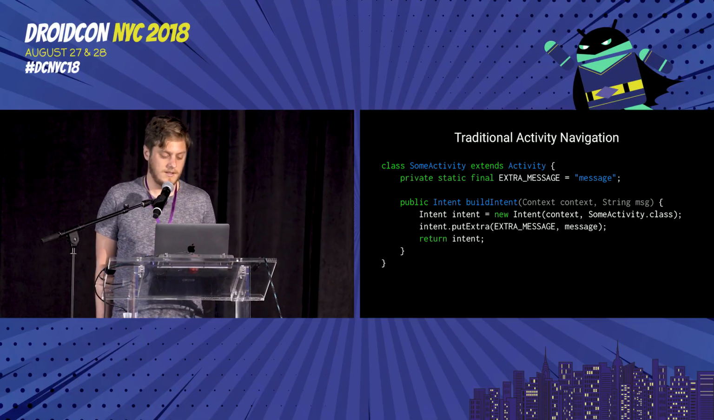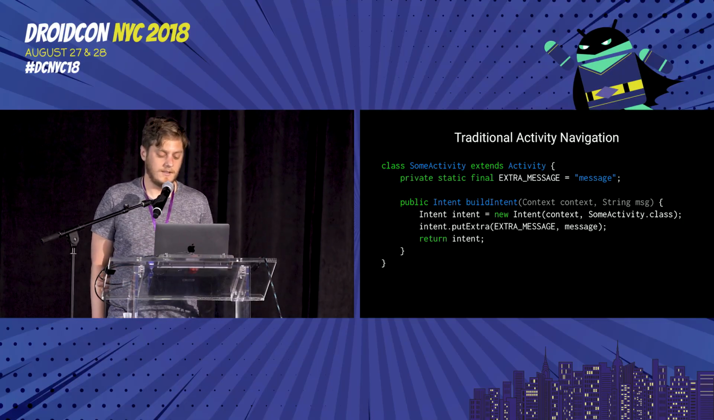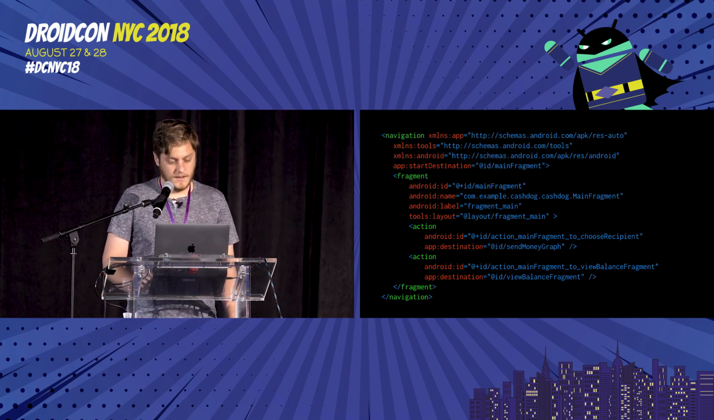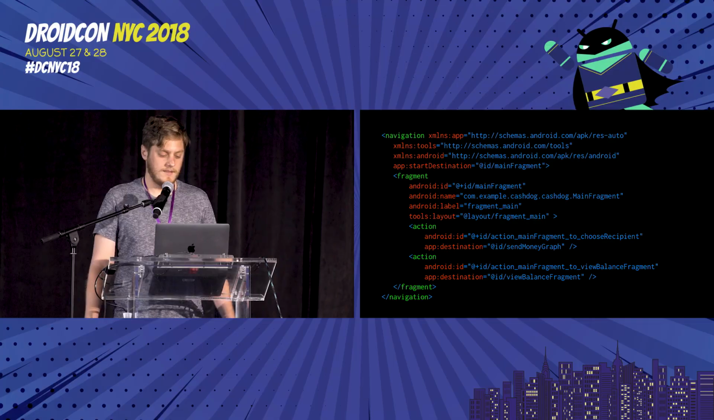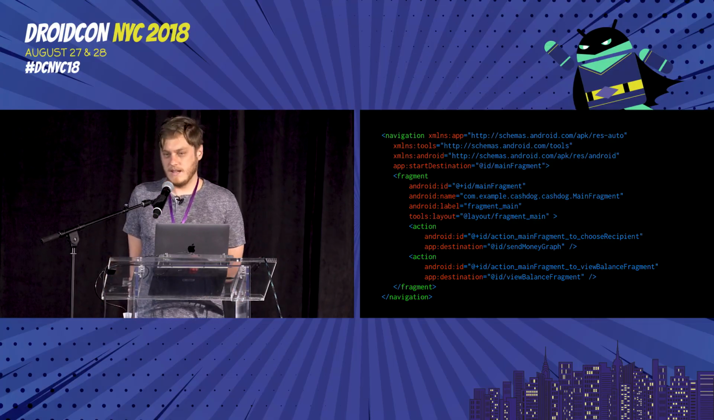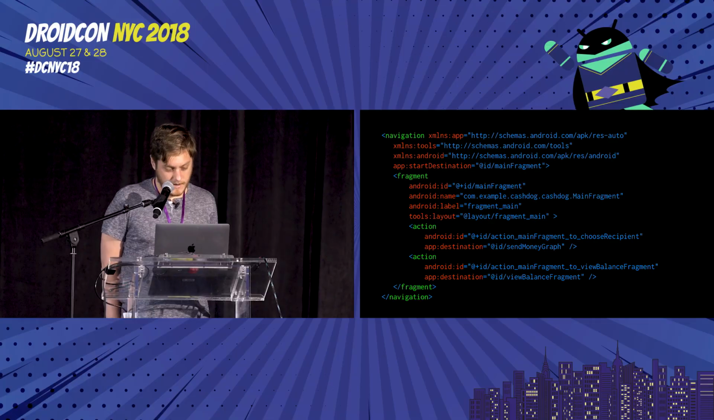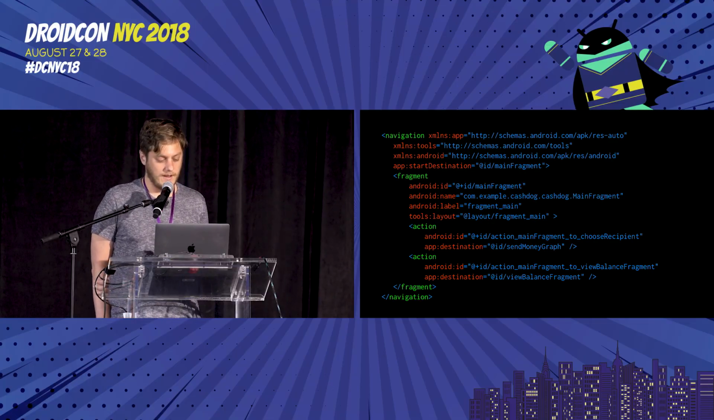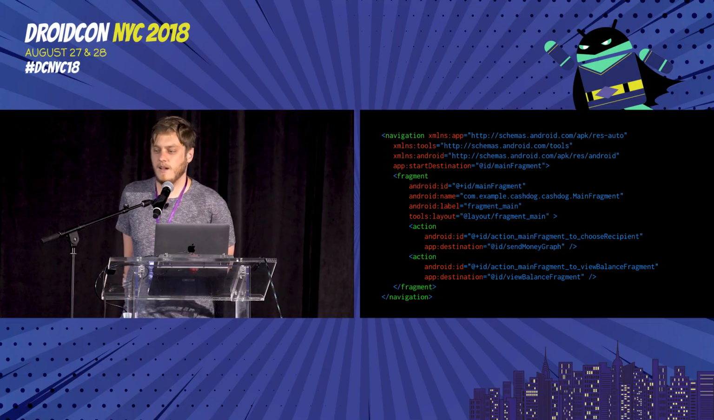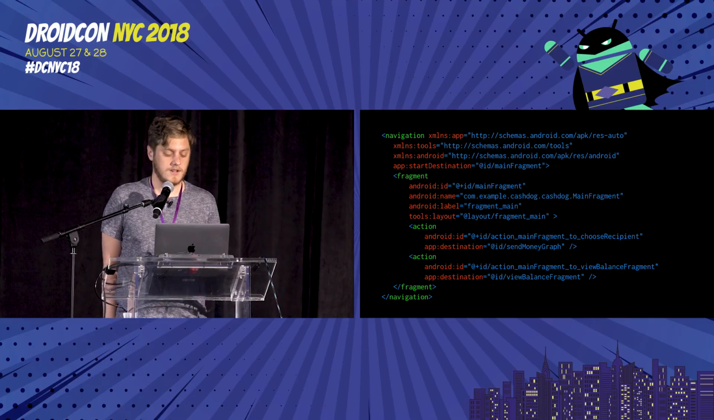But, I mean, you still have to do extras, and it can get a little gross, especially if you need to go to a specific fragment inside of an activity. So here is the navigation library, some XML example. This is way more text, but really there's maybe 5 lines that are interesting here, and those are the 2 actions. And so this is a very structured way of defining your navigation graph.